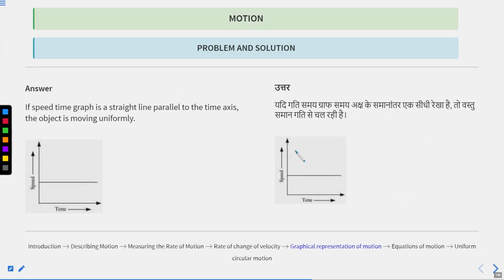So the object is moving uniformly. It's a uniform motion. Time increases, but speed does not change. Speed is not changing. It means the object is doing uniform motion.